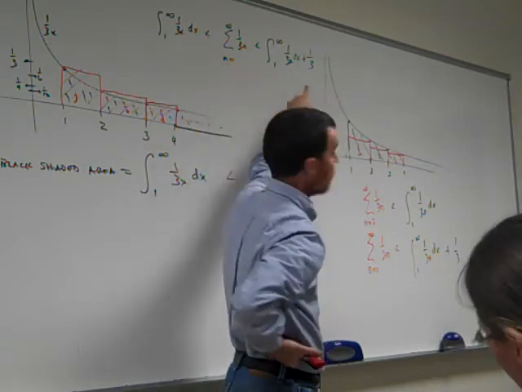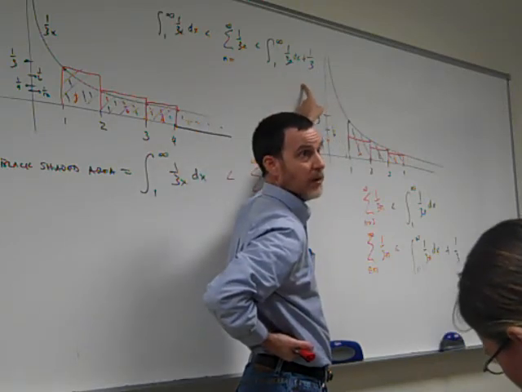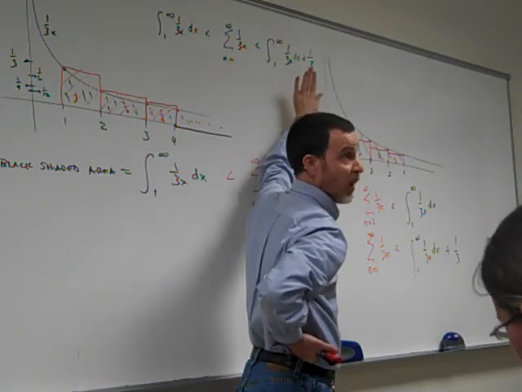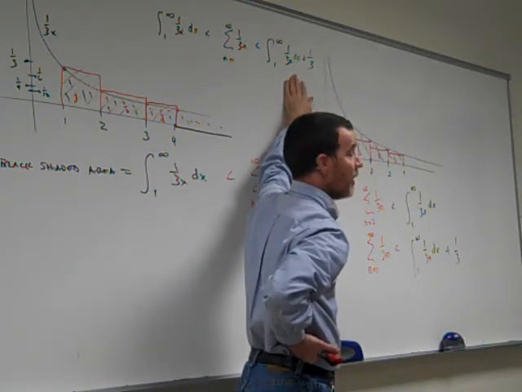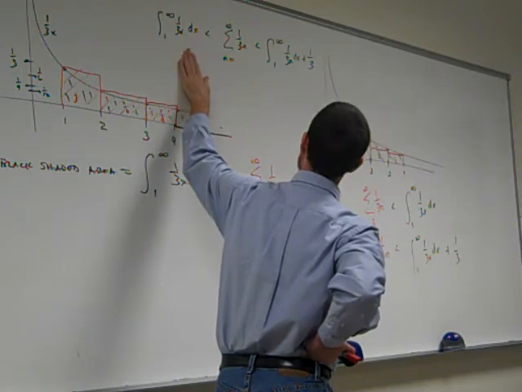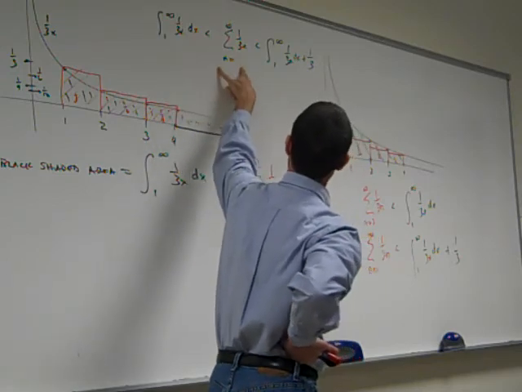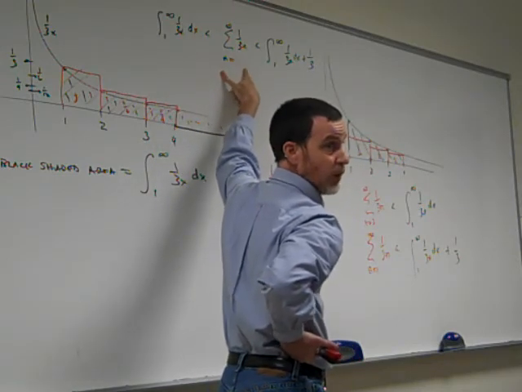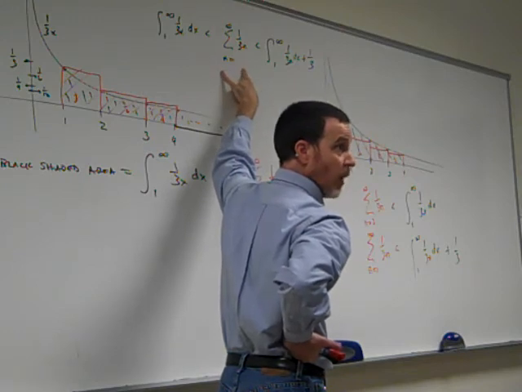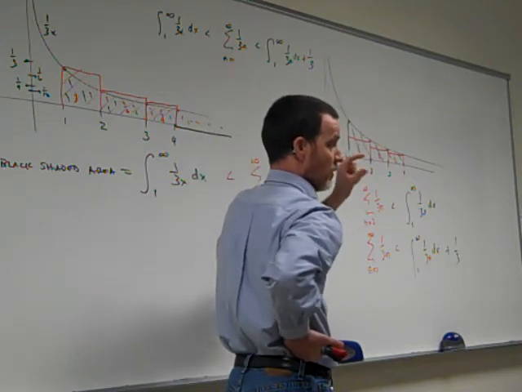It's trapped between two numbers that differ by 1/3, right? So if I computed this number and it turned out to be a number, and I computed this one and it turned out to be a number, then I'd be within 1/3 of my answer here. I wouldn't know what it converged to, but I'd know it within 1/3.